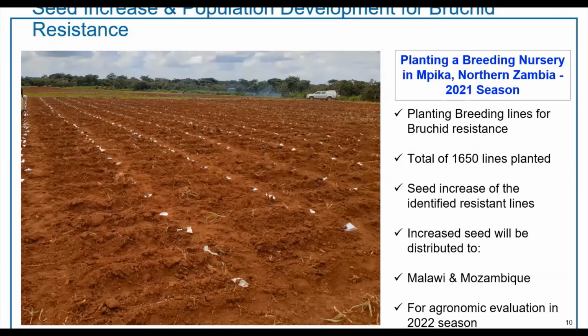So we are advancing these F5 lines, and once we harvest them, they'll go into our screening pipeline to identify which among these 1,650 lines are resistant. We are also doing the seed increase for those lines already identified to be resistant, and that's the seed we'll be able to ship to Malawi and Mozambique for agronomic evaluation next season. That's the 2022 growing season.